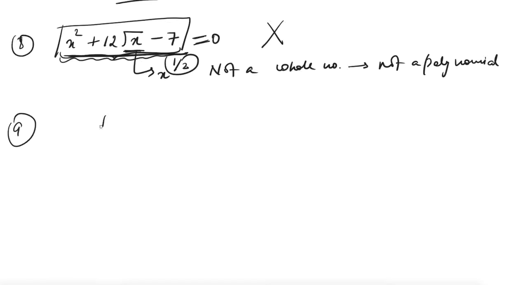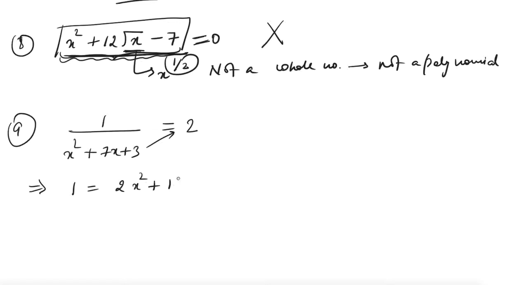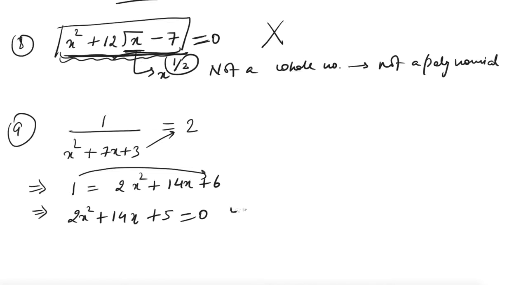Say if I have 1 by x square plus 7x plus 3 equals to 2. Is this a quadratic polynomial or quadratic equation? Let us see. Let us cross multiply. So what will we have? 1 equals to 2x square plus 14x plus 6. If I'll simplify it further, I'll get 2x square plus of 14x. This 1 will come this side and will become minus. So 6 minus 1, 5 equals to 0. Satisfying the condition, hence this is a quadratic equation. So our initial equation was a quadratic equation.